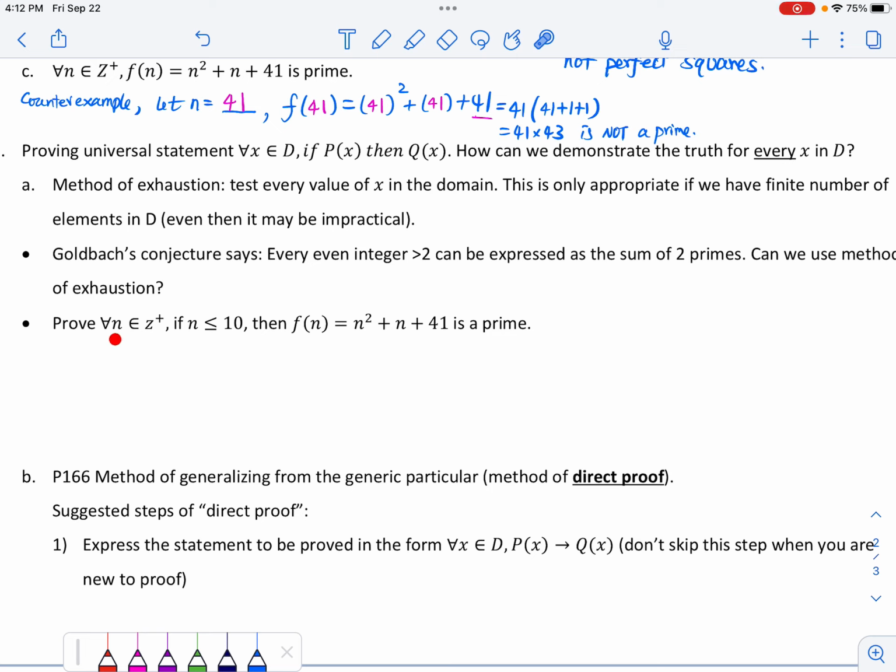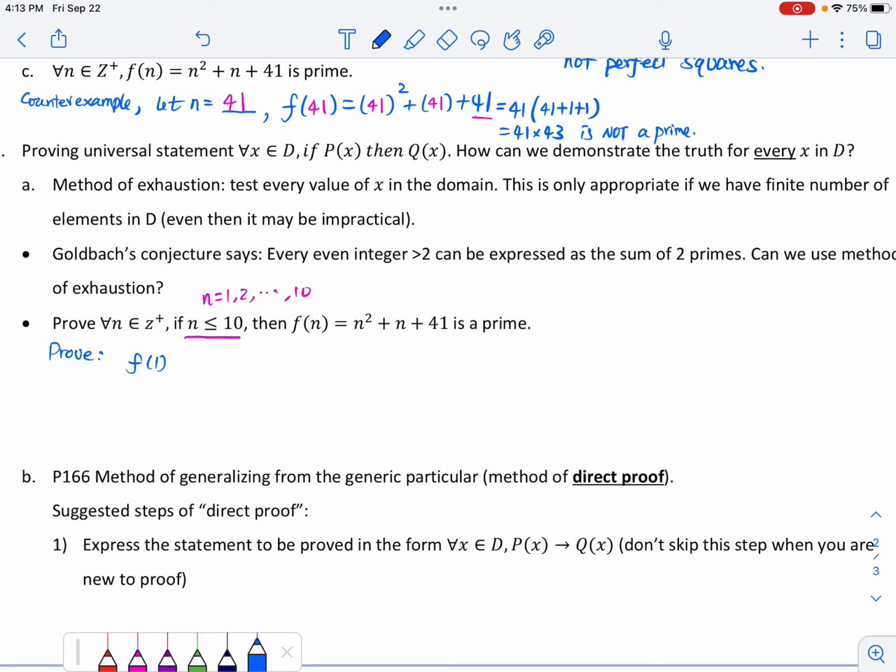For instance, let's take a look at this one. For all n in Z plus, that means for all positive integer n, if n is less than or equal to 10, then f of n equals n squared plus n plus 41 is a prime. How do we show this is true? Then we are going to check all the n less than or equal to 10. That means n is 1, 2, all the way up to 10, right? So we just check that one by one. So let's check. Proof.